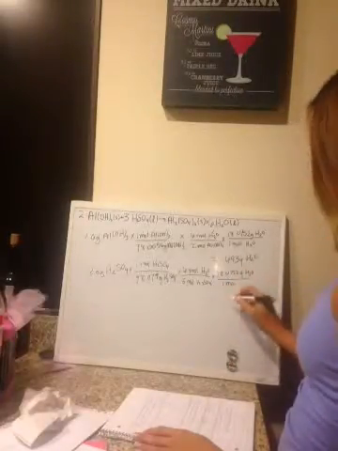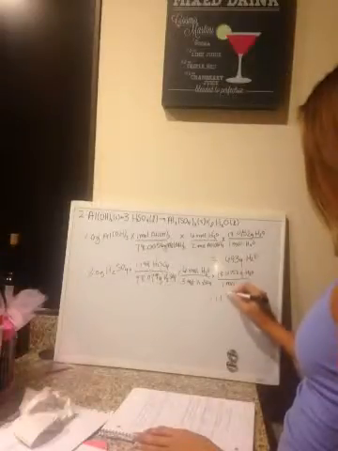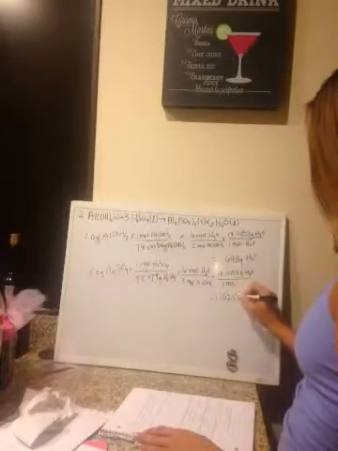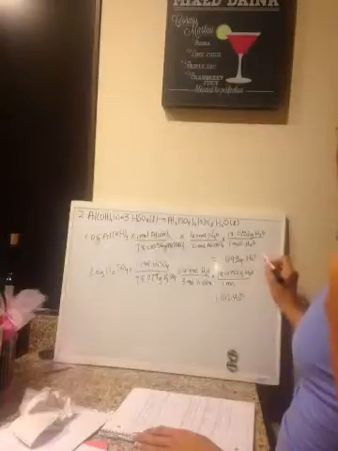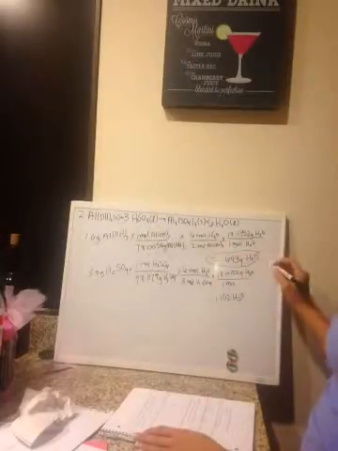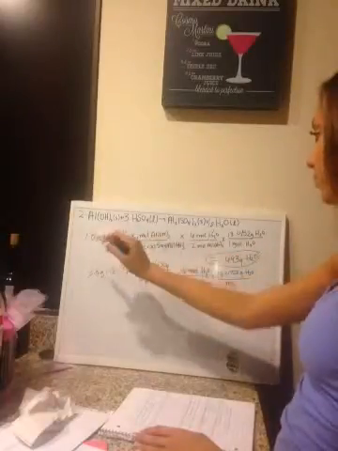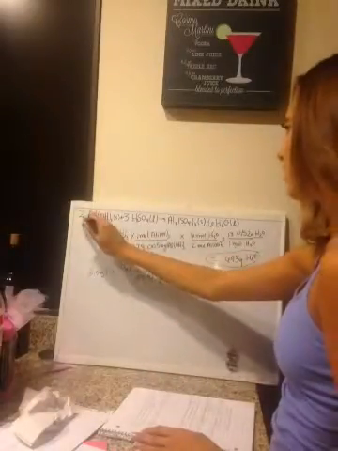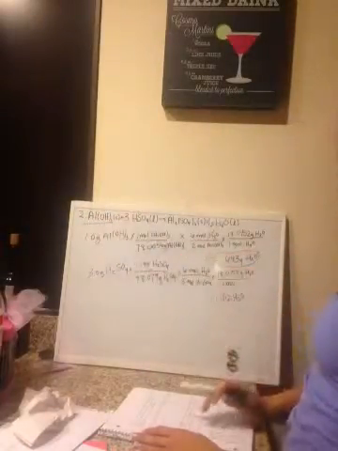This comes out to be 1.102 grams of H2O. Since this is the least, this is a limiting reactant, which means that the aluminum hydroxide is the limiting reactant.